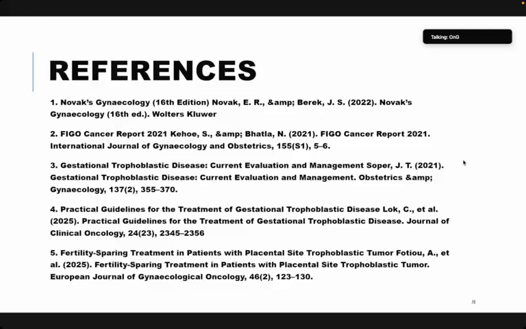Correct. We use that article, and it's an important article. It's the first article that was written on surgery in gestational trophoblastic disease.